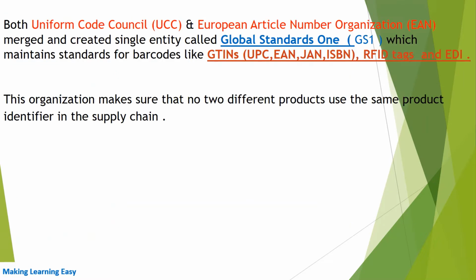How was GS1 formed? Both Uniform Code Council UCC and European Article Number Organization EAN merged and created a single entity called GS1, Global Standards 1, which maintains standards for barcodes like GTINs, RFID tags, EDI. This organization makes sure that no two different products use the same product identifier in the supply chain.